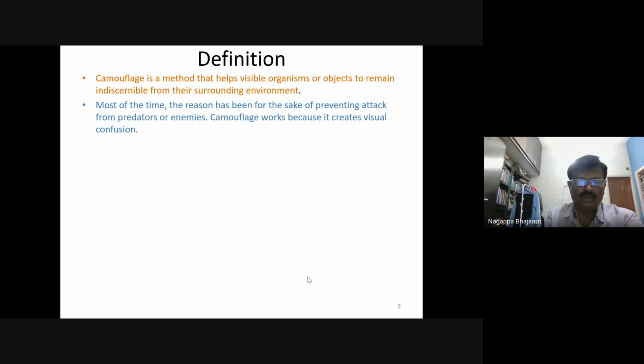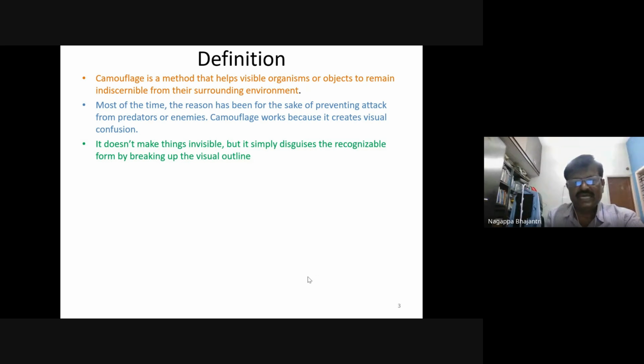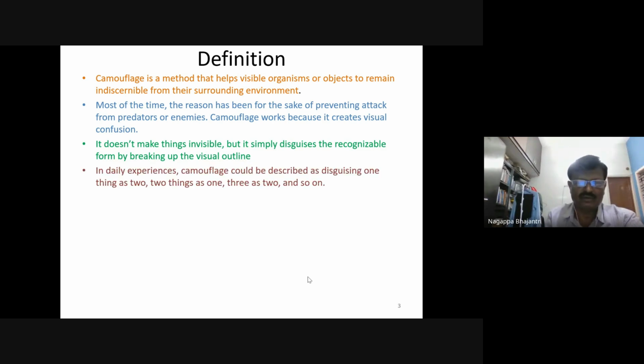So that will create some confusion for the human visual system. It does not make a thing invisible, but it disguises the recognized form by breaking up the visual outlines. So the boundary, whatever the object boundary is there, looks invisible in the background. In daily experience, we have been experiencing disguising one thing as two things, or three as two, and so on. There may be multiple submerging of foreground in a background possible.